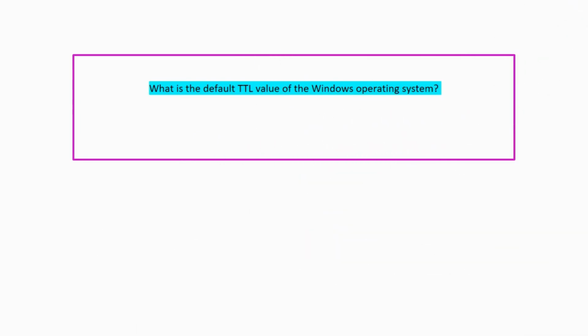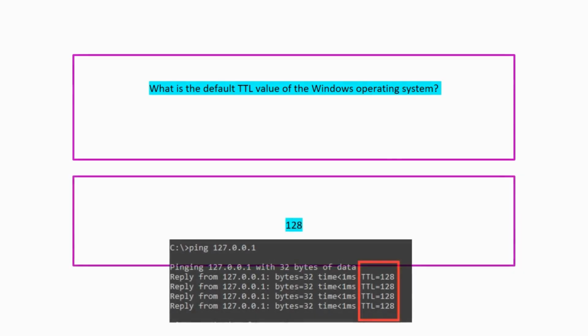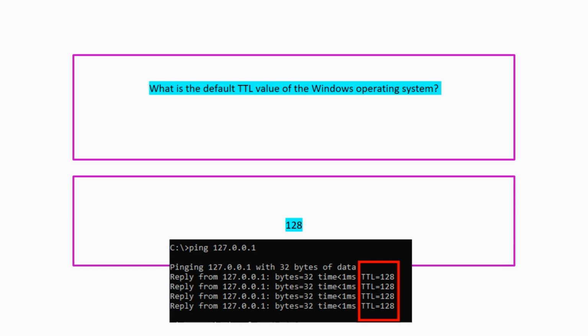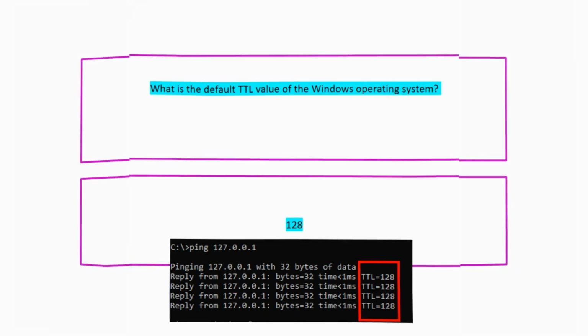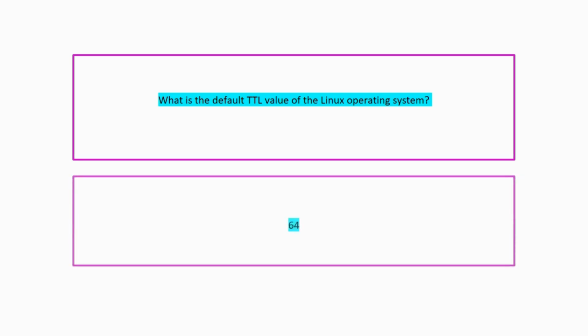Okay, so what is the default TTL value of the Windows operating system? As we discussed, 128. Linux operating system, as we discussed, 64.